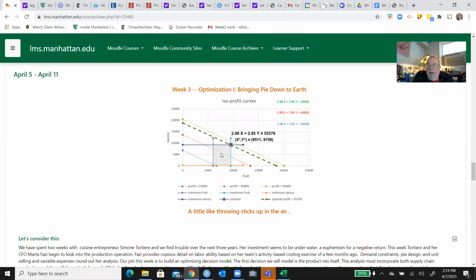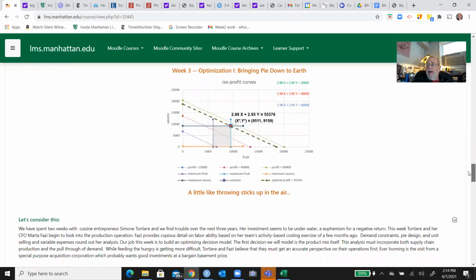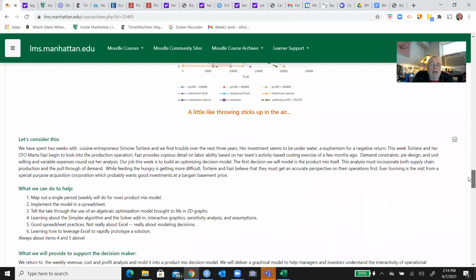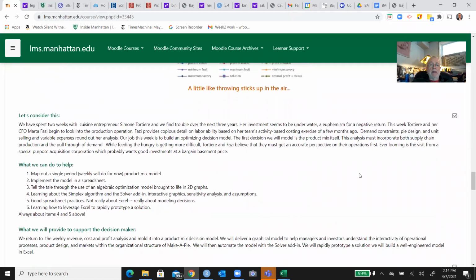And we're going to develop pictures like this to help us solve for an optimal product mix. An optimal product mix, the product mix itself will be the decisions. So here's what we're going to try to do. We still have Simone Tortzier, and I believe we introduced somebody else into the reading, and that might be Marta Fazzi, yes, here she is, her CFO. And they're going to provide additional insights.